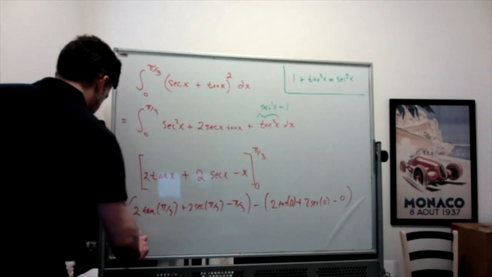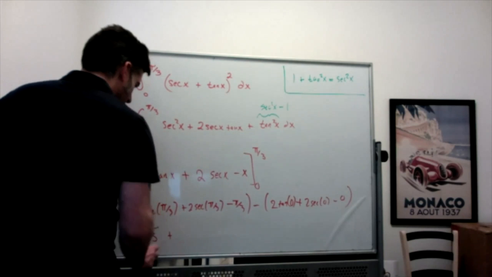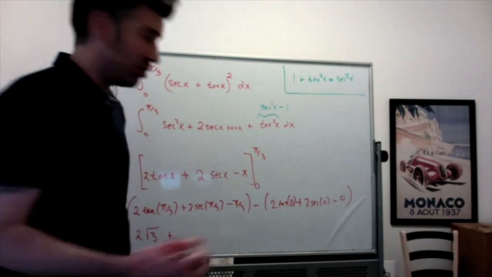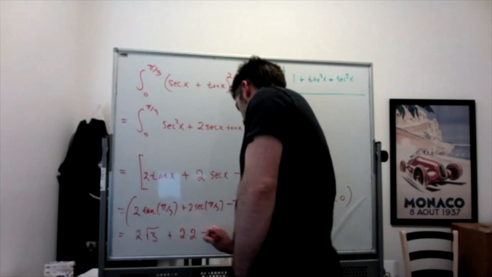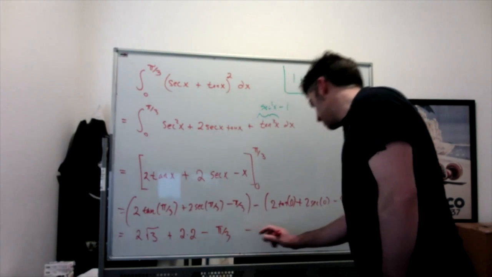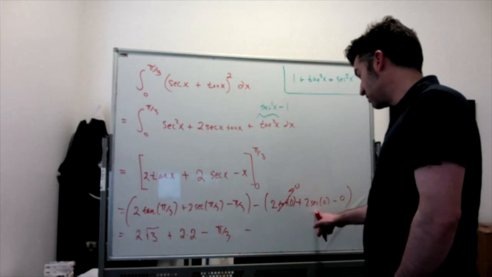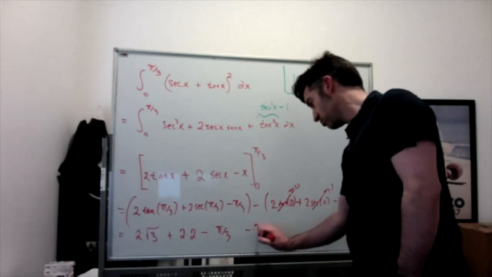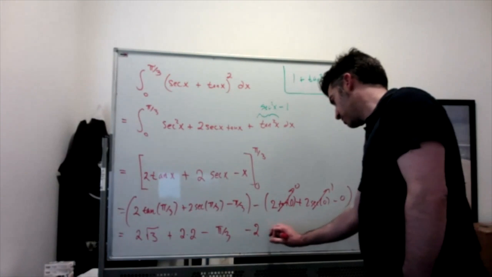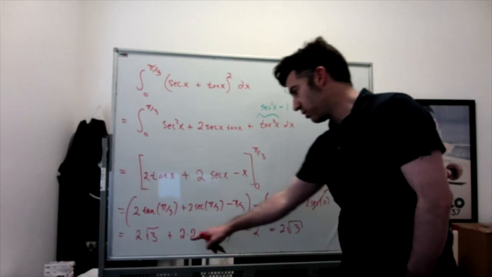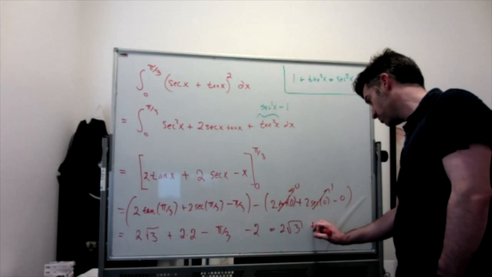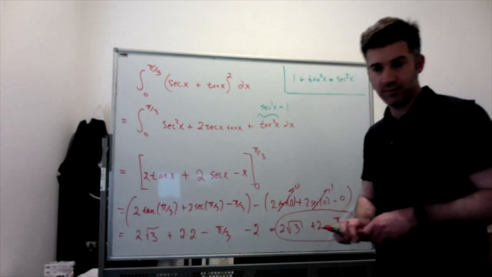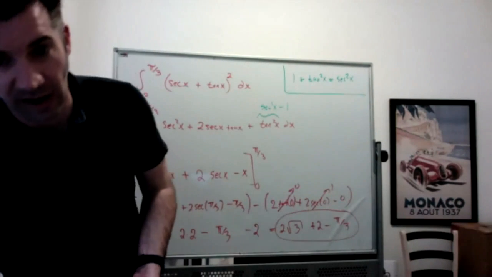So tangent of pi over 3 is the square root of 3. Cosine of pi over 3 is 1/2. So secant of pi over 3 is the reciprocal, which is 2. And then pi over 3. Minus tangent of 0 is 0. Secant of 0 is 1. So you get minus 0 plus 2 minus 0, so you get minus 2. So simplifying this a little bit, you get 2 root 3 plus 4 minus 2 is plus 2, minus pi over 3. That's our answer. You will have to evaluate trig things sometimes.